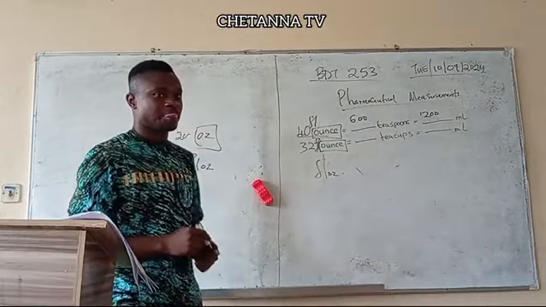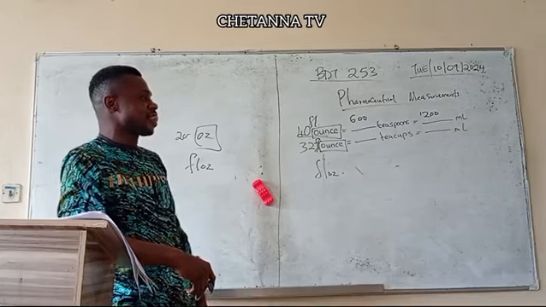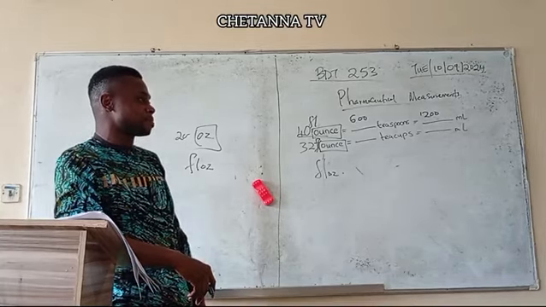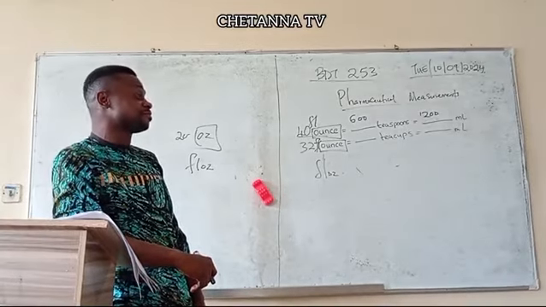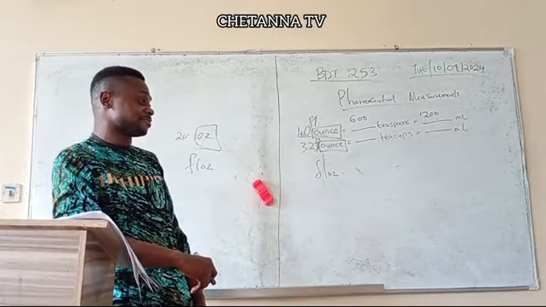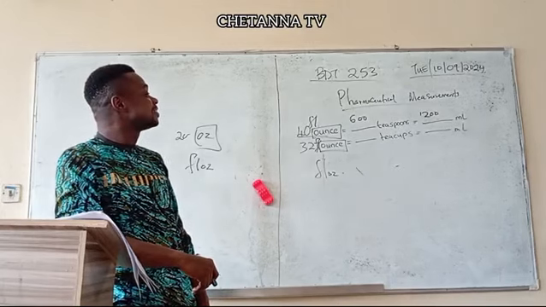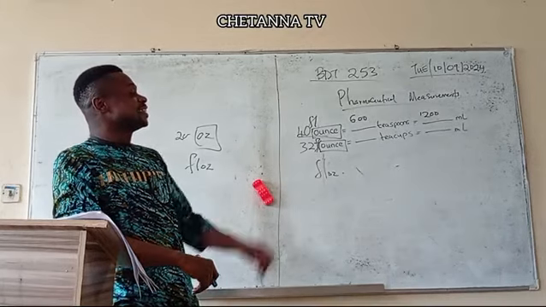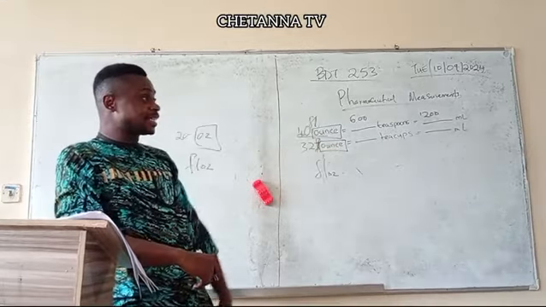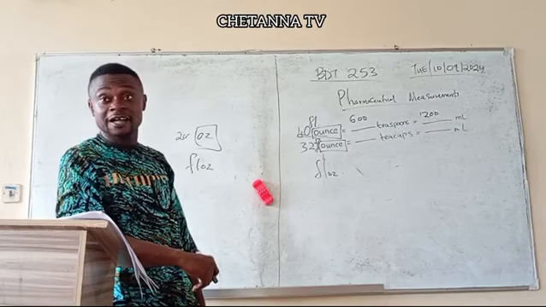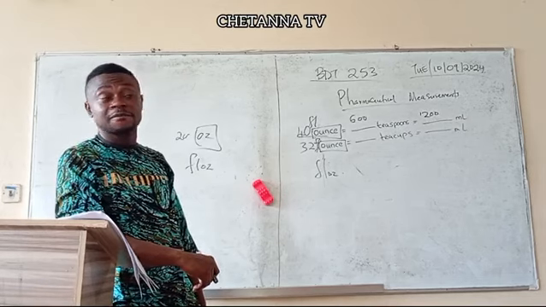Divided by 5 is, okay, that is 240. 240.